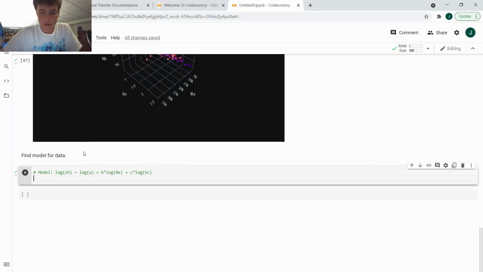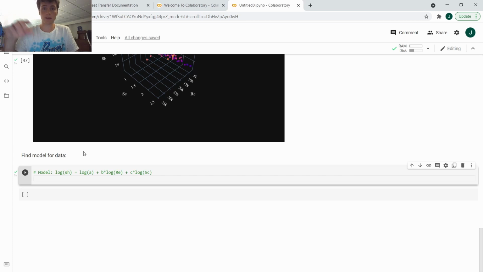Alright, so now that we talked about how we're going to actually solve for A, B, and C to fit our model using the Moore-Penrose pseudo-inverse, we're just going to use NumPy, the linear algebra module in it, to do all of those linear algebra operations for us.